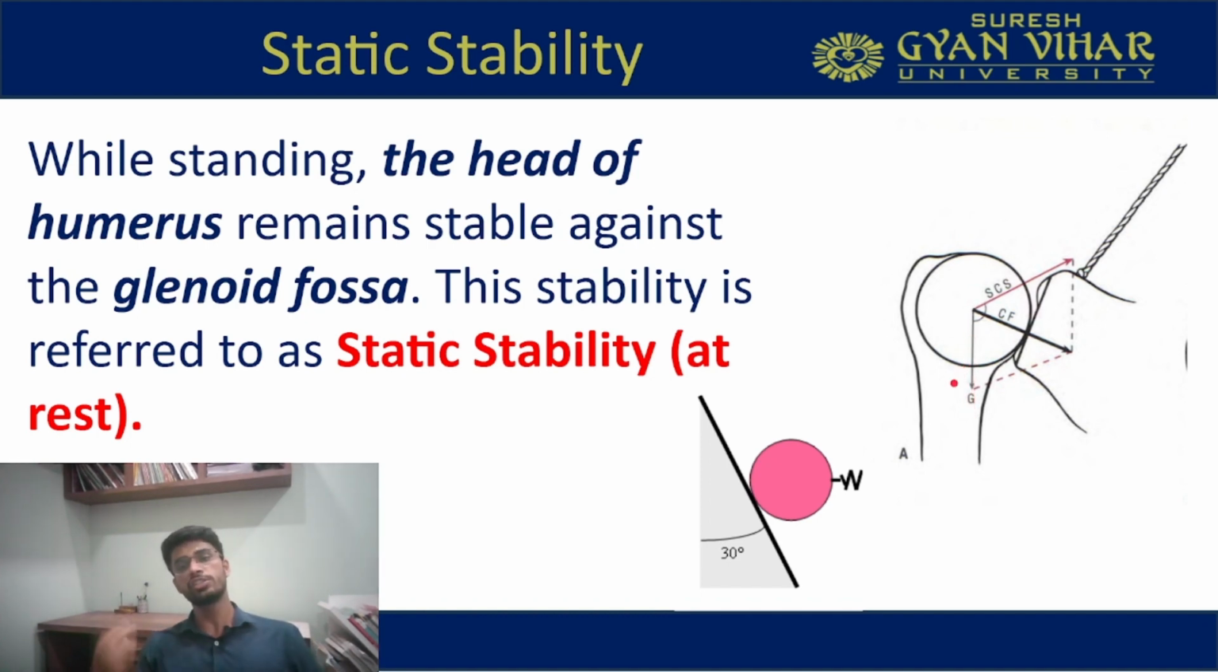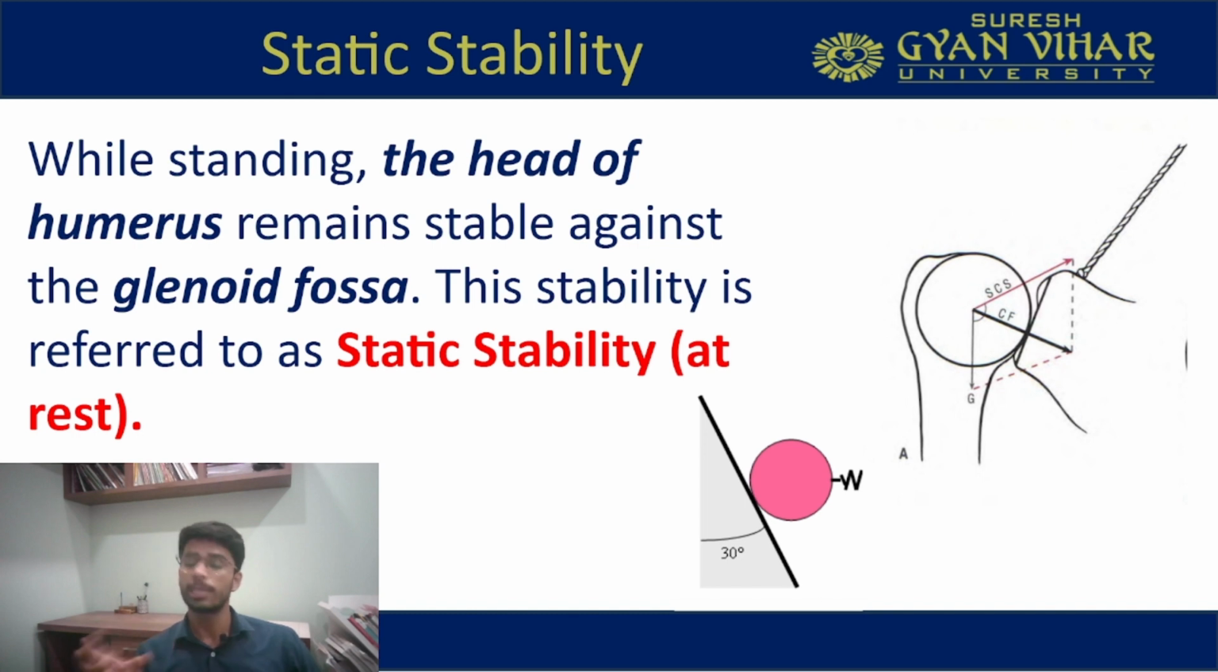If there is disruption in any of these things, then static stability will be lost. For example, if the scapula gets downwardly rotated, then this compressive force resultant vector will be disturbed, and the arthrokinematics of the joint will get disturbed. For example, if there is a tear in the superior capsular structures, if there is a tear in the supraspinatus, then also these capsular forces will be destroyed.